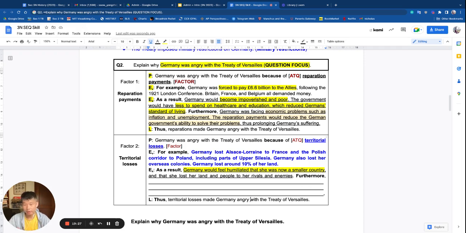Right? So Germans are angry because our country is smaller. Our pride is hurt. Their pride is hurt. The country is small. This is the first explanation, the hurt pride. What's the second explanation? Did you think of it? Actually, there are multiple routes.